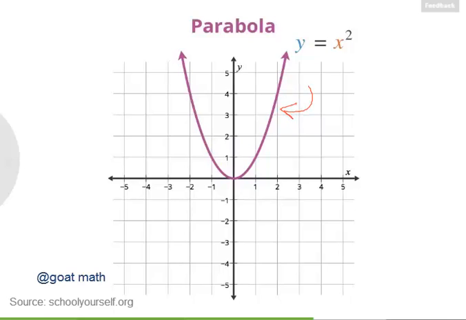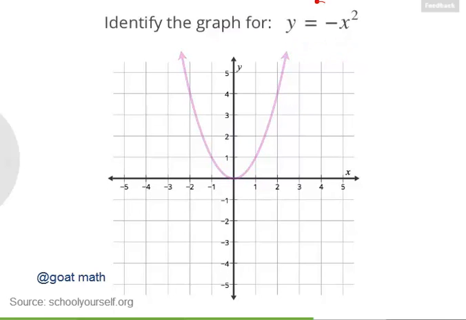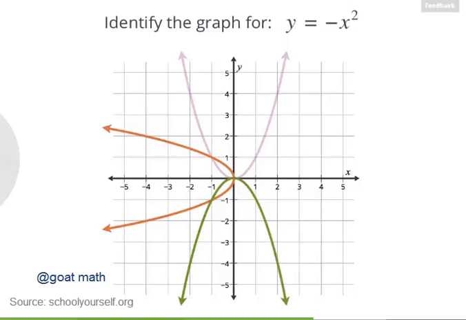So if this is the graph for y equals x squared, can you identify the graph for y equals negative x squared? So remember the order of operations. This means take x, square it, and then make it negative. Here are a few more parabolas. Which is the graph for y equals negative x squared? If you get stuck, try plotting a few solutions to this equation.